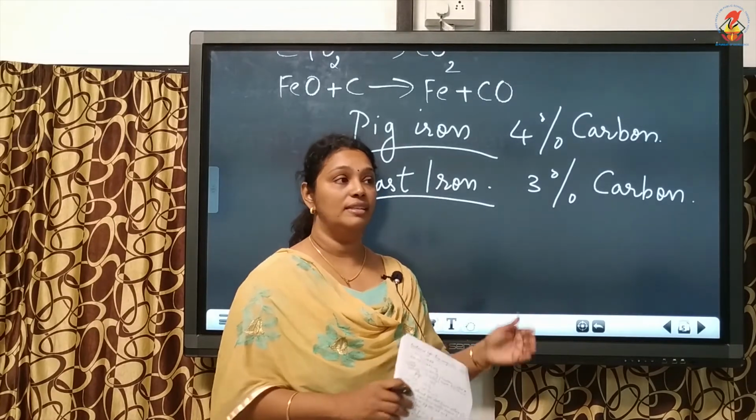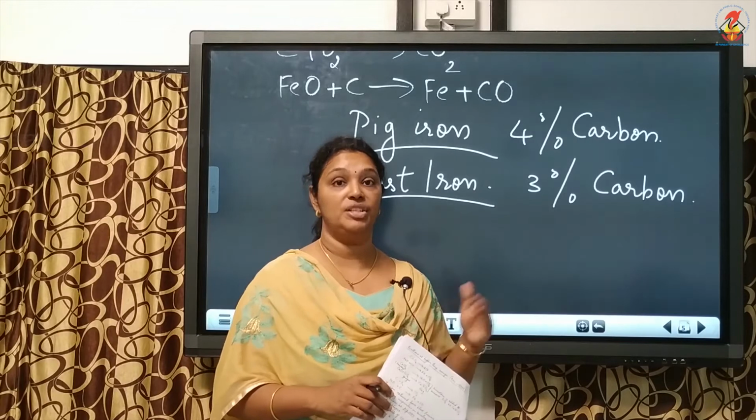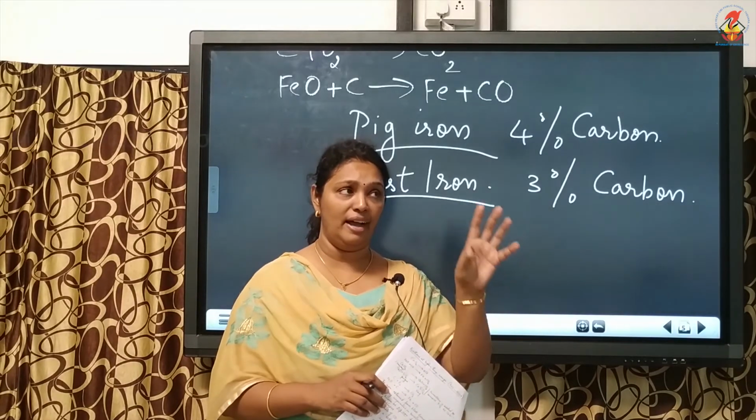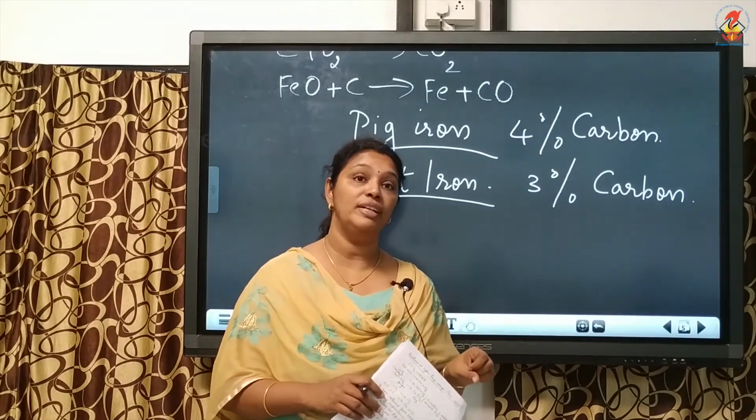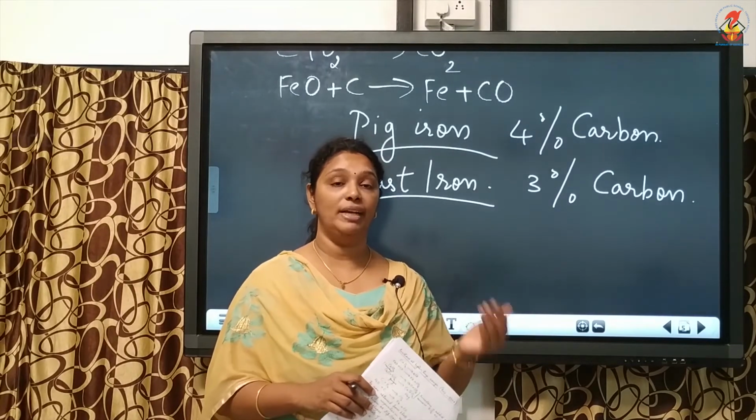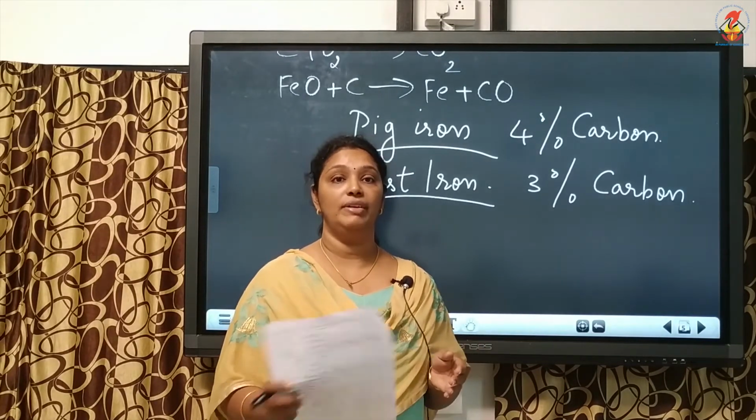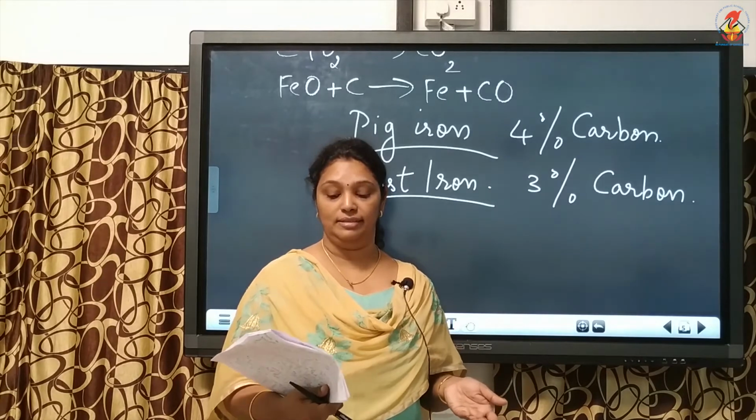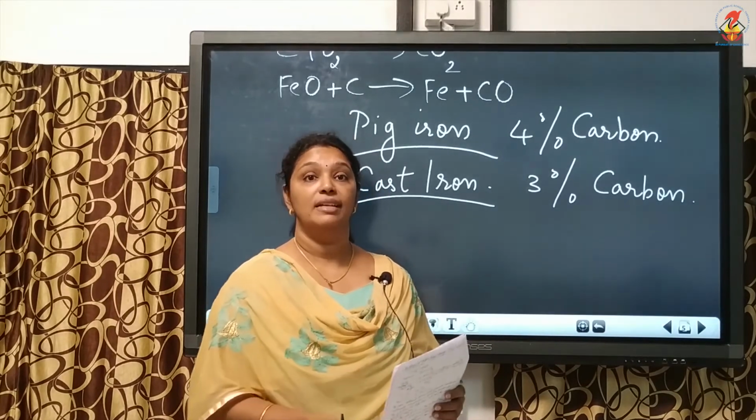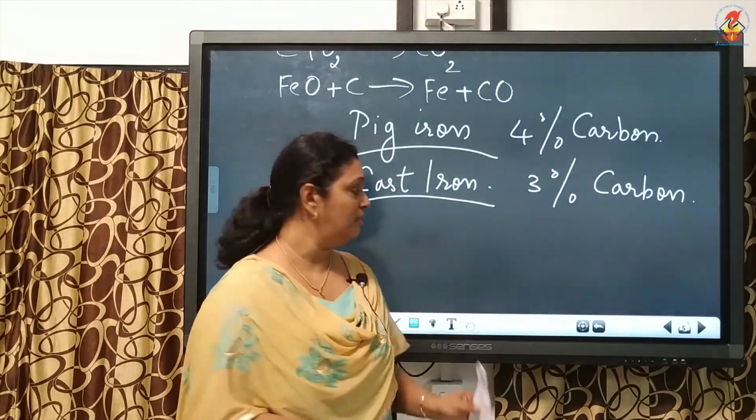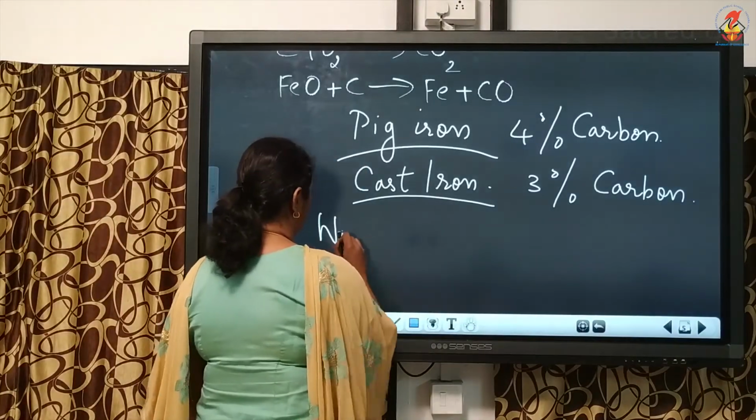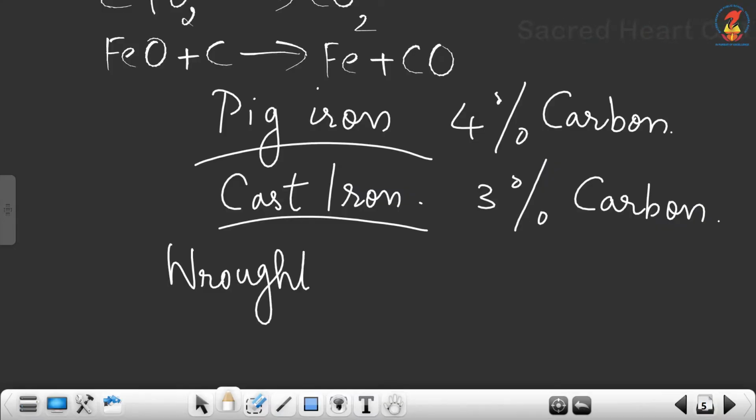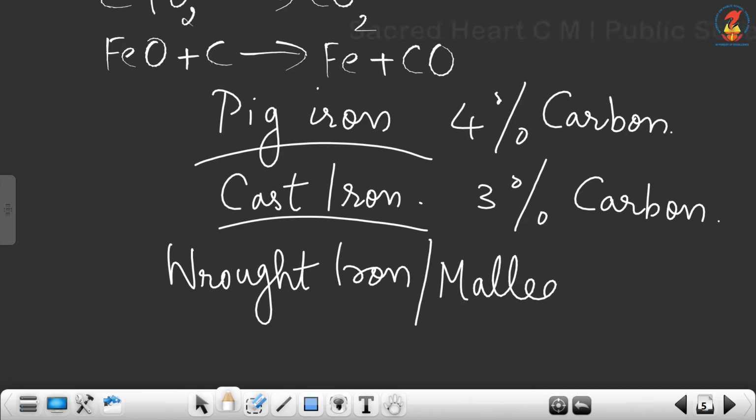So, these are the different forms of iron which differ in carbon content. The iron that we get from blast furnace is pig iron, and pig iron can be cast into a variety of shapes called cast iron. Now, next is another form of iron called wrought iron, wrought iron or malleable iron.